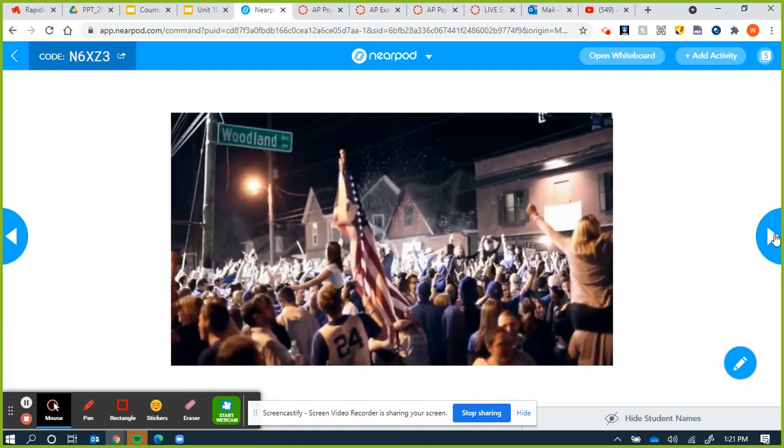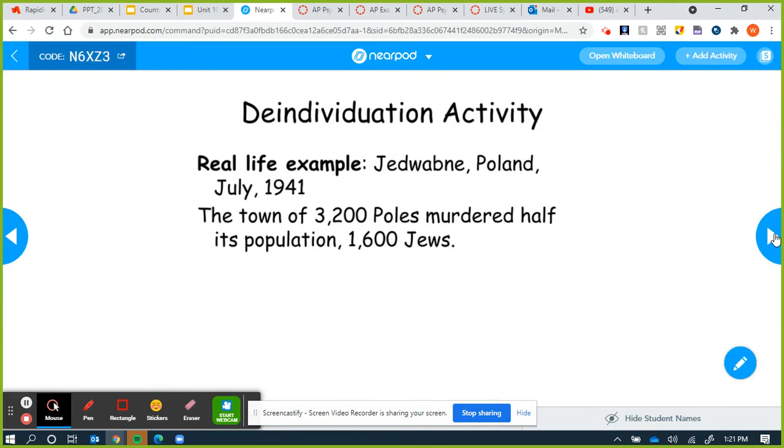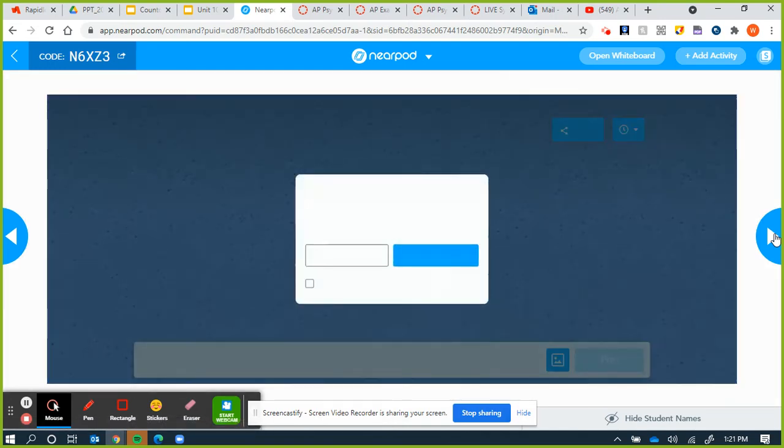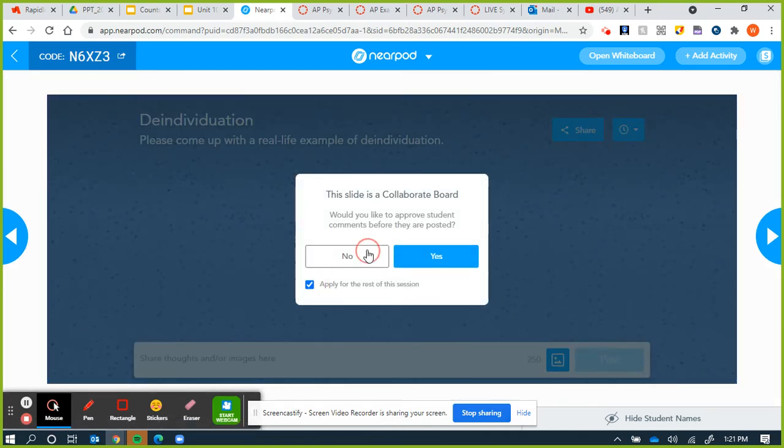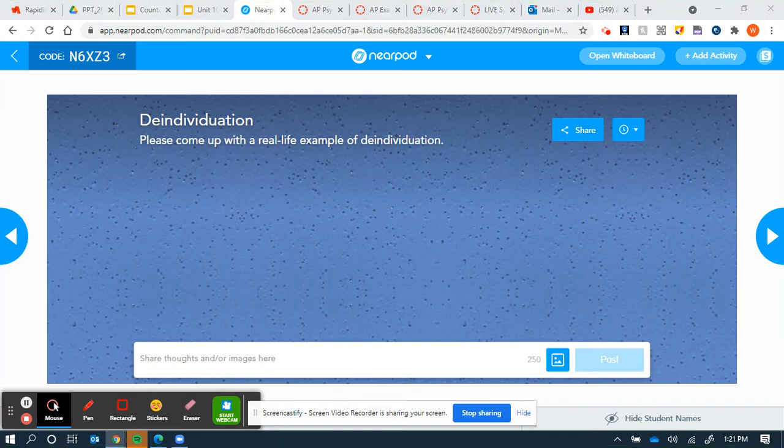All right, so real quick, guys, go ahead. I have a collaboration board here somewhere. Okay, go ahead and see if you can come up with your own example of de-individuation.